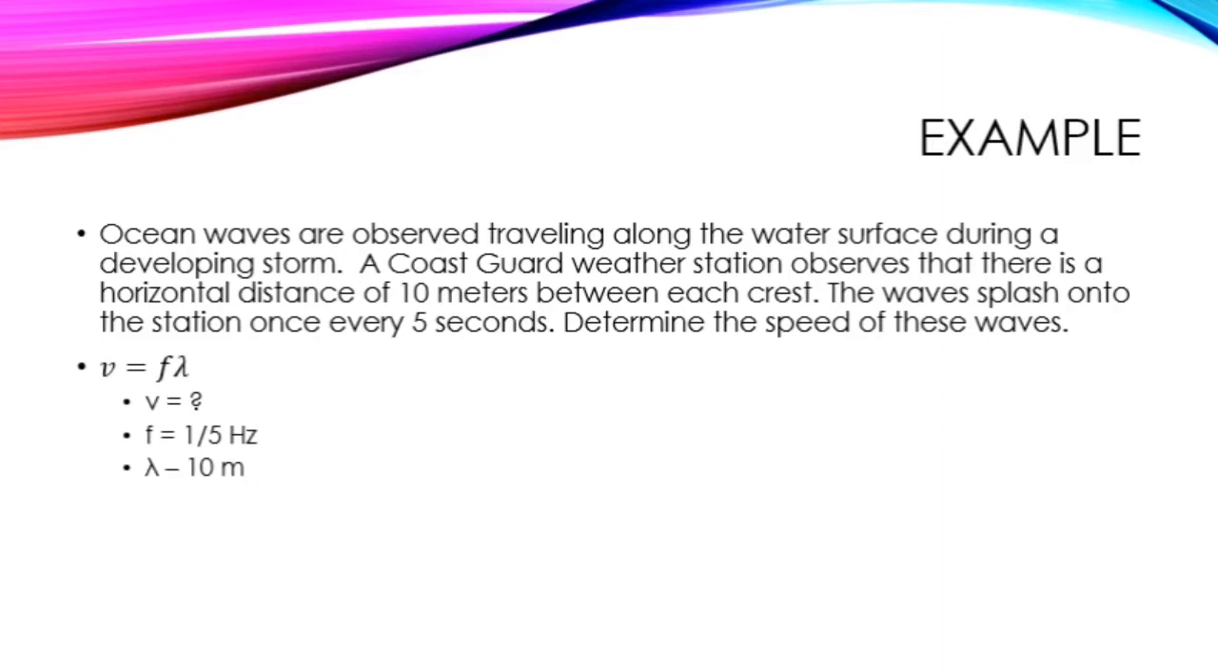Now we'll see that V equals F lambda is what we're going to use. It's asking for the speed of the waves, so that is going to be V. It gives us the frequency. It says it splashes into the station once every 5 seconds. So if you remember from simple harmonic motion, the number of cycles divided by the time it takes for those cycles gives me frequency. So I have 1 over 5 hertz. And lambda is 10 meters because he measured the horizontal distance between each crest, which is your wavelength. So V is going to be F lambda, which is 1/5 times 10, which means V is going to be 2 meters per second.